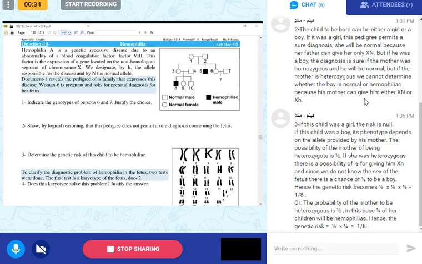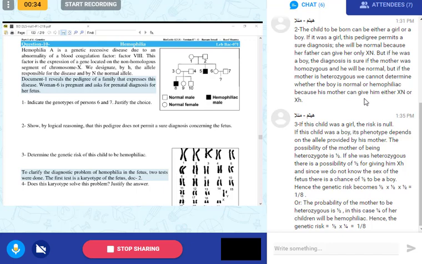The possibility of the mother being heterozygote is 1 over 2. If she was heterozygous, there is a possibility of 1 over 2 for giving him XH. And since we do not know the sex of the fetus, there is a chance of 1 over 2 to be a boy. Hence, the genetic risk becomes 1 over 2 times 1 over 2 times 1 over 2 equals 1 over 8. Okay, let's repeat this so we can understand it well.